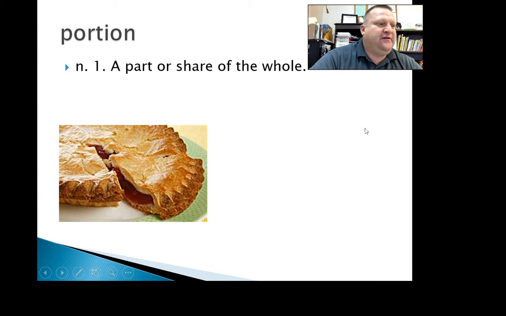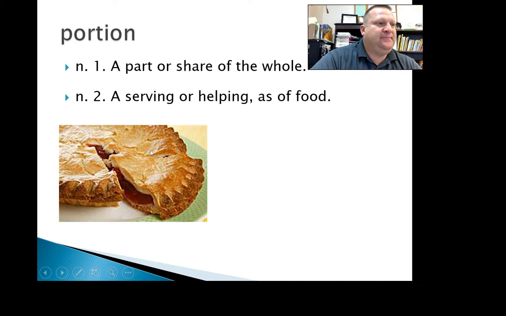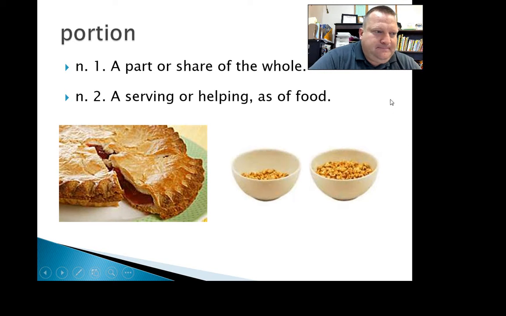A portion of pie would be a slice of pie. A serving or a helping, as of food. If I said, oh, you need to go to the Cherry Knoll, they have huge portions, what am I saying? I mean that they are giving a lot of food for their meals. So if you looked at the two portions, you'd be able to tell that the larger portion is the one on the right.